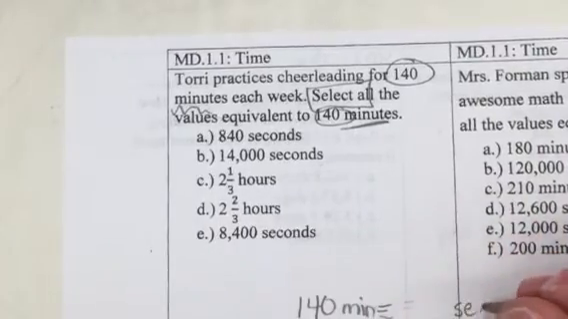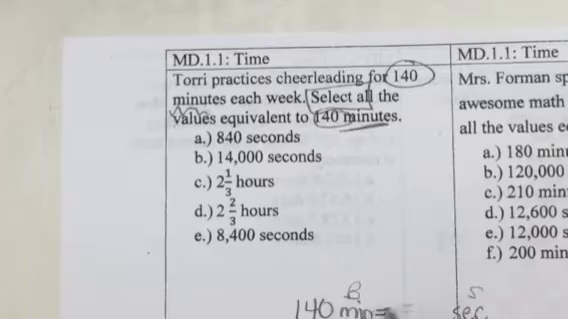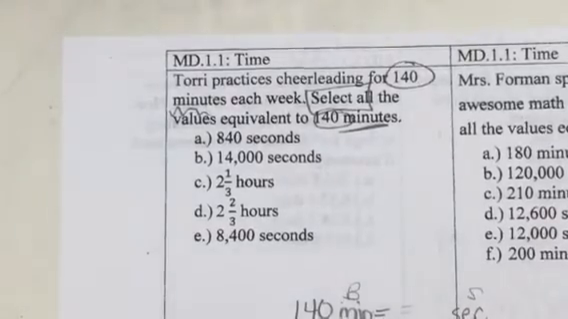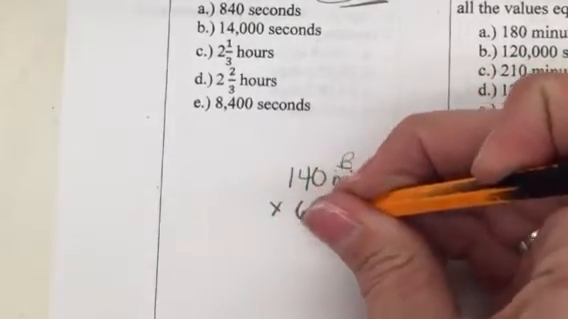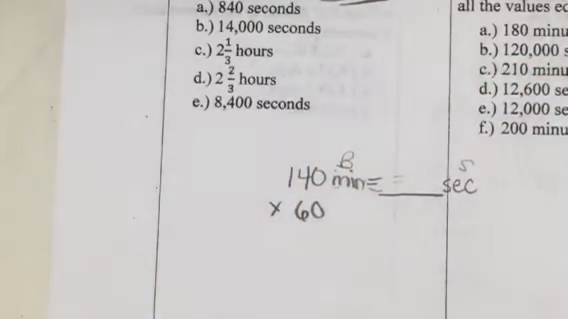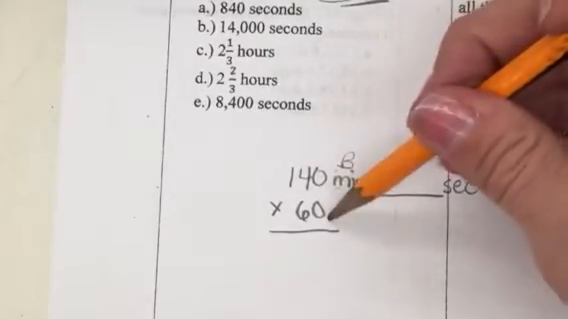So in order to go into seconds, I know that minutes are bigger. So I'm going big to small, best soccer mom. I'm going to be multiplying. And by looking at that reference sheet, you should see that there are 60 seconds in each minute. So you're essentially multiplying 140 times 60.